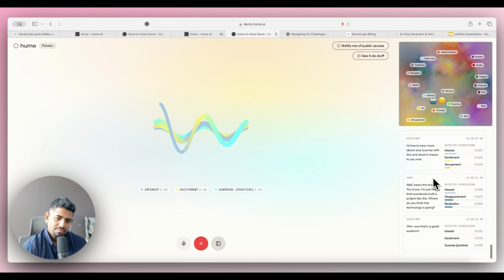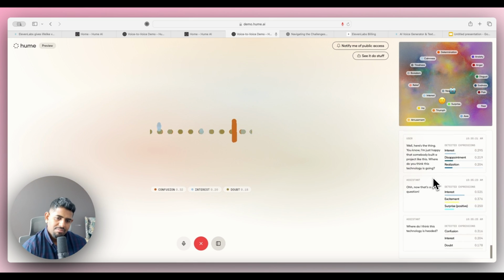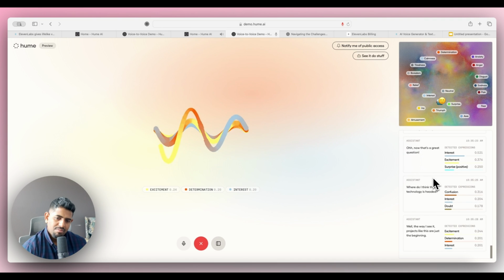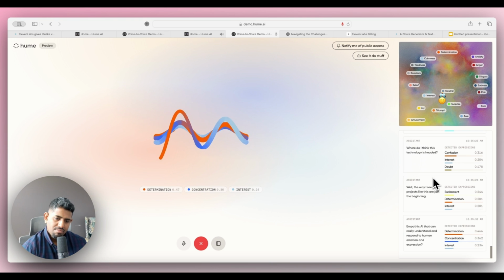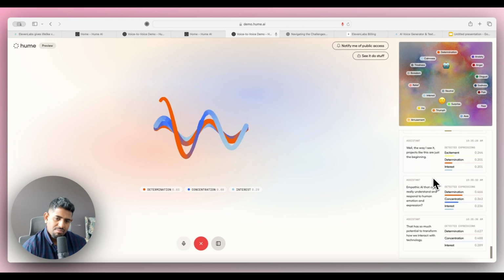Oh, now that's a great question. Where do I think this technology is headed? Well, the way I see it, projects like this are just the beginning. Empathic AI that can really understand and respond to human emotion and expression has so much potential to transform how we interact with technology.